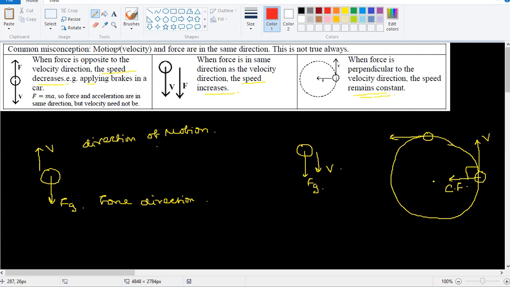A common misconception is that motion and force are in the same direction. This is not always true. So don't assume that whenever there is a force, the body should definitely be moving in that direction. That is a wrong understanding. It depends upon the velocity with which it is going, which direction it is going, and what direction the force is acting in. Anybody, any questions? Can I move on?